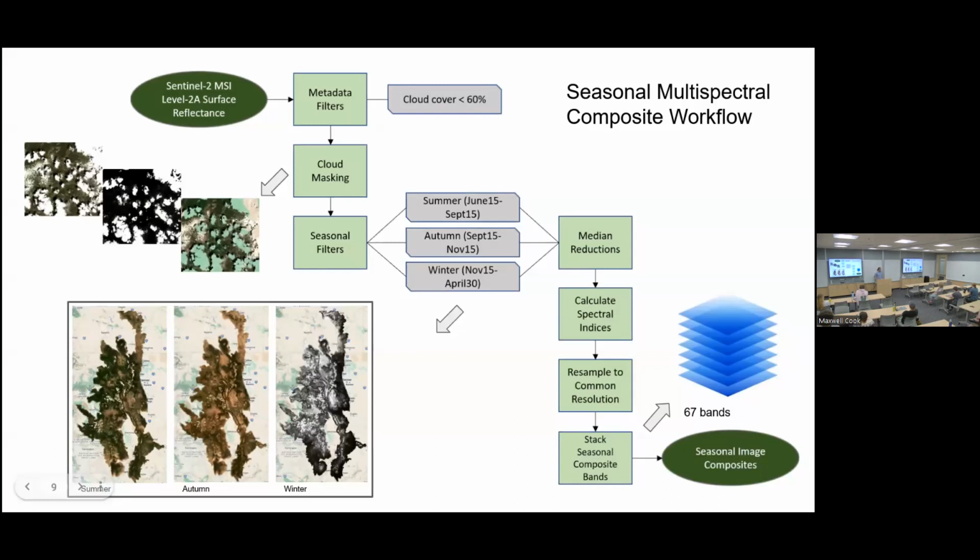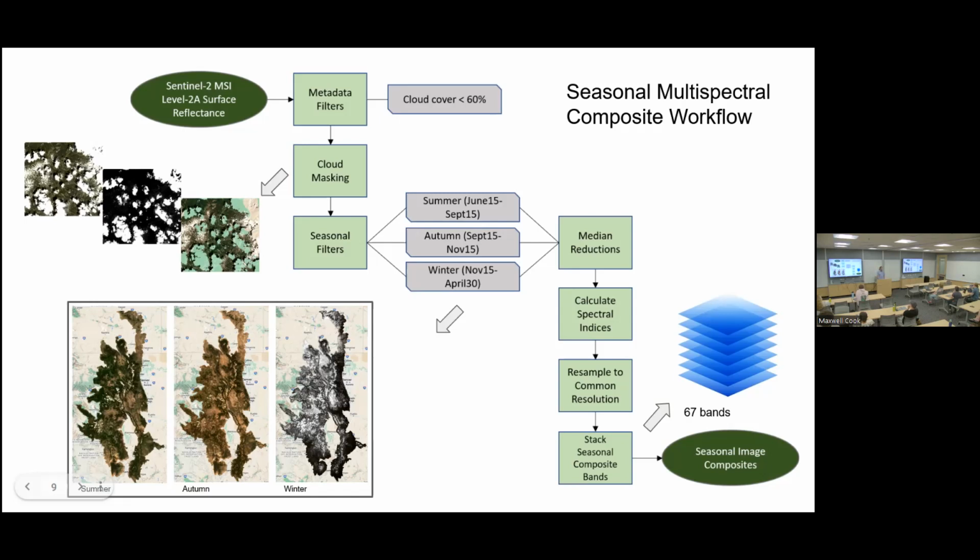So here's a workflow diagram showing the process to create these image composites. Starting with the Sentinel-2 MSI level 2A surface reflectance product. This is satellite imagery that has been corrected for atmospheric effects. There are a couple different levels of the products.